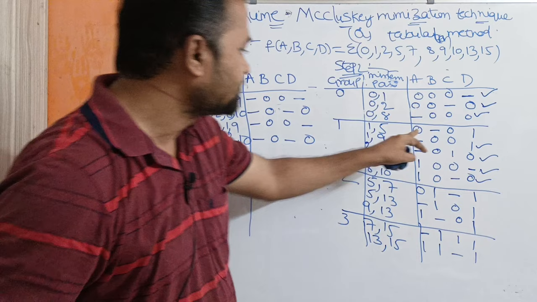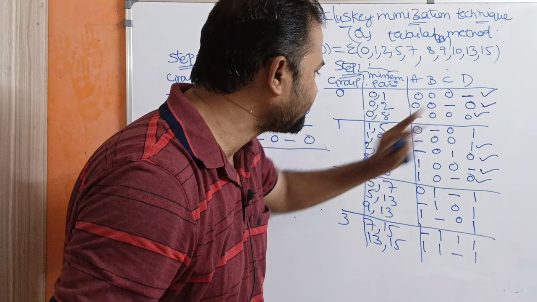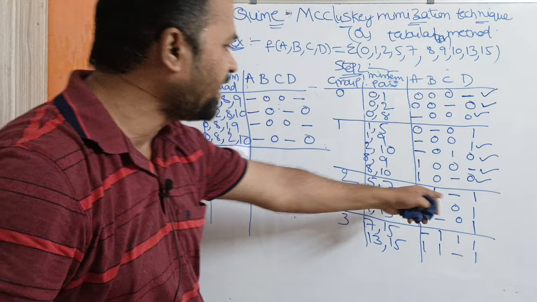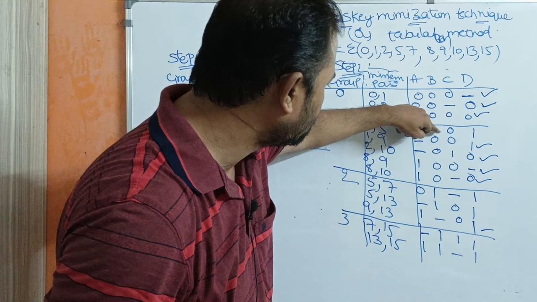Okay. Next, we have to compare group 1 with group 2. So here the dash is at second position. So in group 2, search for the binary number with dash at the second position. So here we have binary number with dash at second position. So compare these two, 1593. So 0 dash 0 dash 0-01, so 1-01. Yeah, we can merge them.